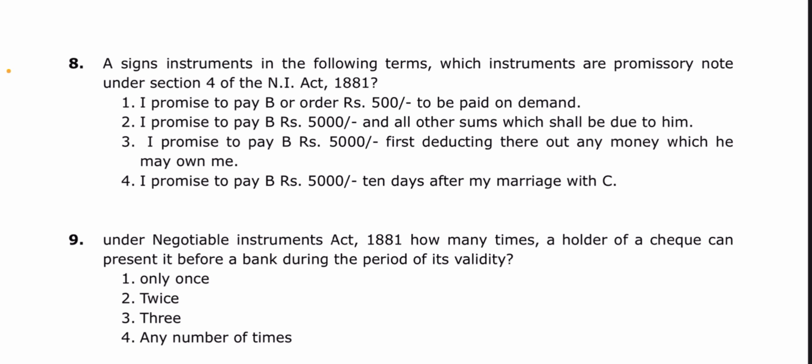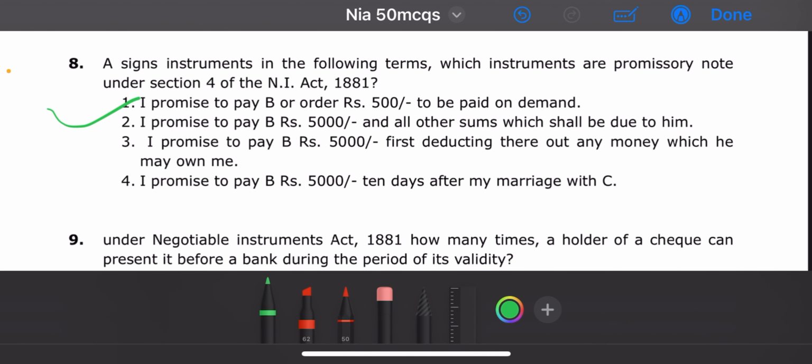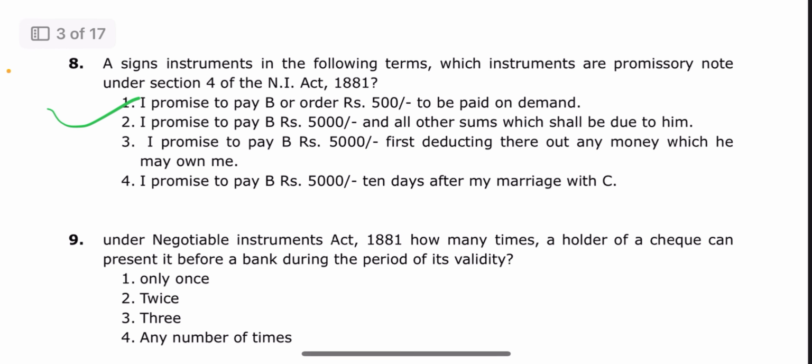Next question, A signs instruments in the following terms. Which instruments are promissory notes under section 4 of the NI Act 1881? The options are: first, I promise to pay B or order rupees 500 to be paid on demand; second, I promise to pay B rupees 5,000 and all other sums which shall be due to him; third, I promise to pay B rupees 5,000 first, deducting thereout any money which he may owe me; or fourth, I promise to pay B rupees 5,000 10 days after my marriage with C. The correct answer is first, I promise to pay B or order rupees 500 to be paid on demand.